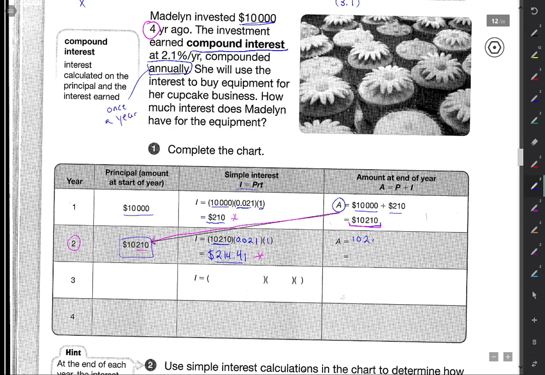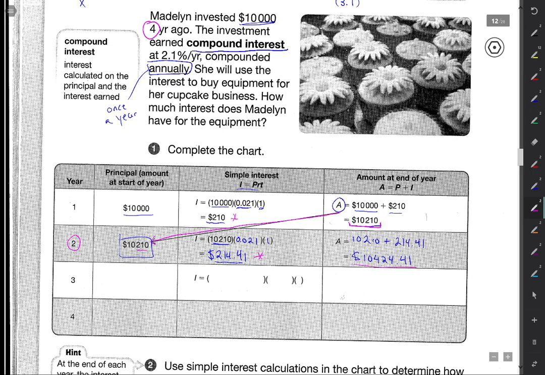So we're going to do 10,210 plus $214.41. If we add those two together, the amount she will have at the end of the second year is $10,424.41. So we're going to continue doing this to fill out the chart.